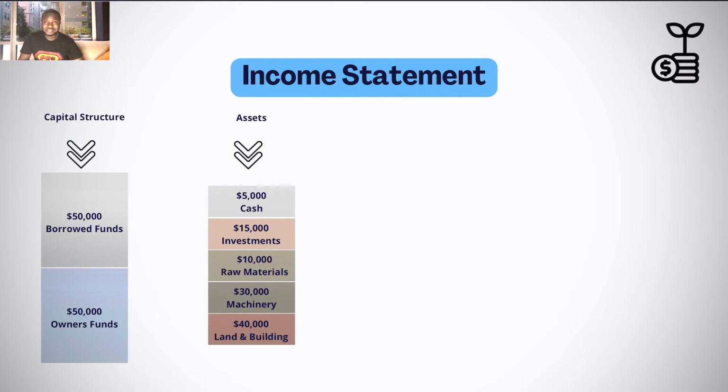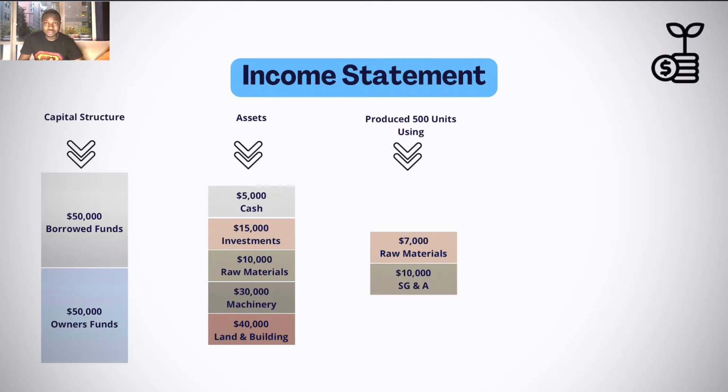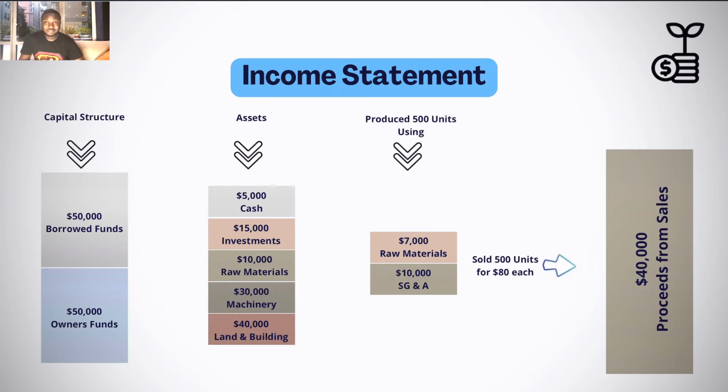During the accounting period, the company uses up $7,000 worth of raw materials to produce 500 pairs of shoes. The company also incurred production and sales costs, including staff salaries, bringing the cost of production to $10,000 during the accounting period. In the same accounting period, the company sells all the 500 pairs of shoes for $80 each and receives $40,000 cash from the sales.